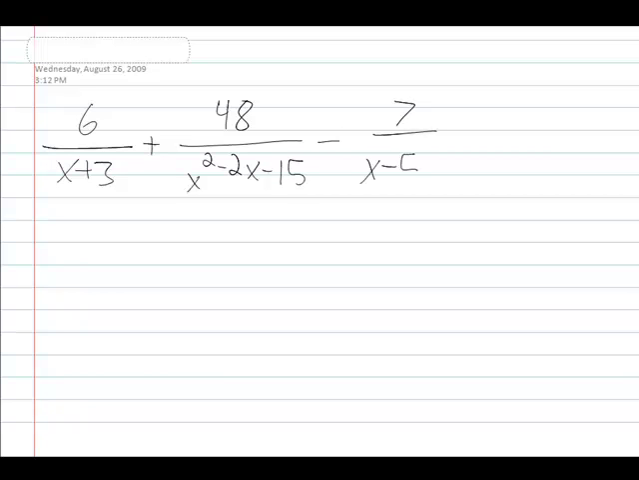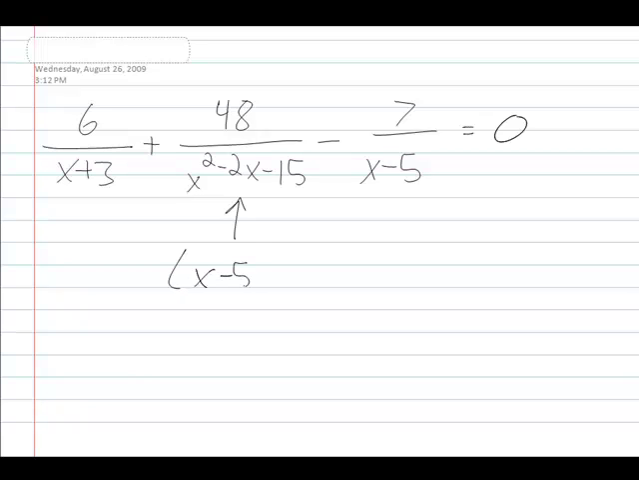Now let's take a look at another problem. Now let's say we have 6 over x plus 3 plus 48 over x squared minus 2x minus 15 minus 7 over x minus 5, all equal to 0. So just like with rational expressions, one of the first things that we're going to need to do in order to determine a lowest common denominator is to factor each individual numerator and denominator. So here we only need to do that one place, and that's the place of x squared minus 2x minus 15.